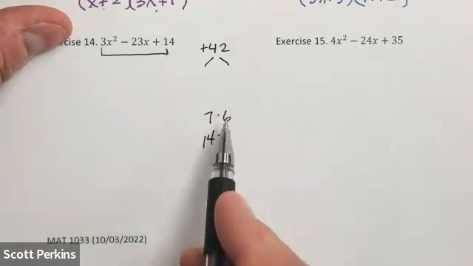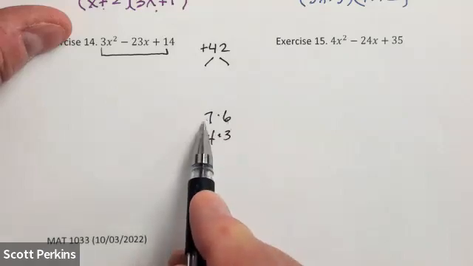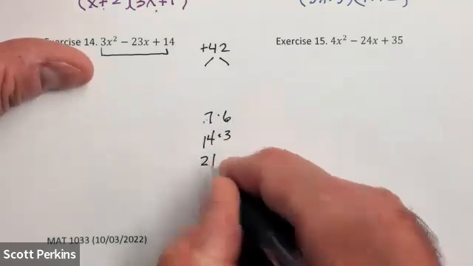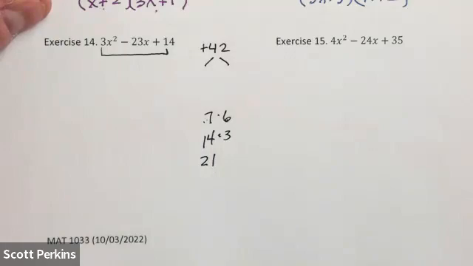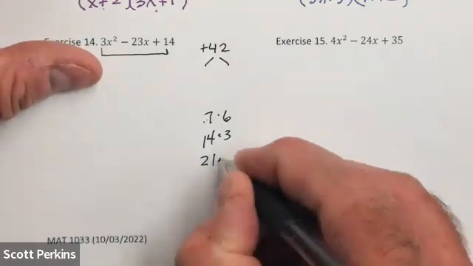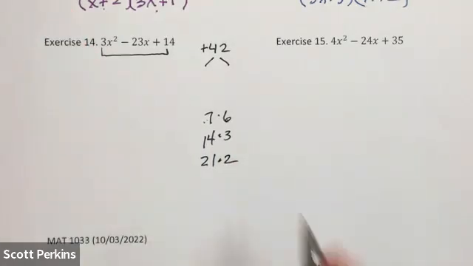Still not quite. So what I'm going to do with the 6 is, instead of moving the 2 over here, I'm going to move the 3 over here. So 7 times 3 is 21. And when I do 42 divided by 21, I have 2. Oh, there they are. 21 and 2 is 23.